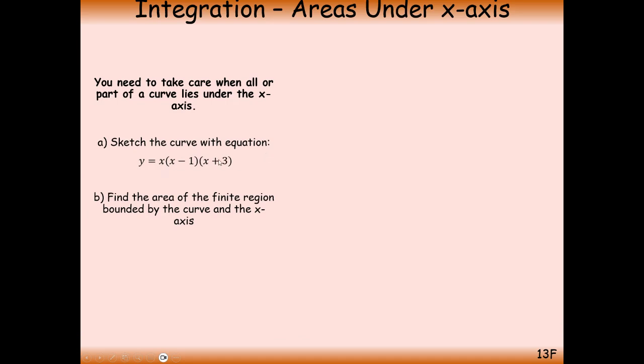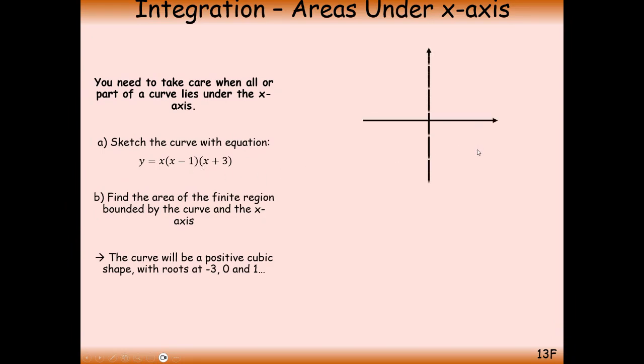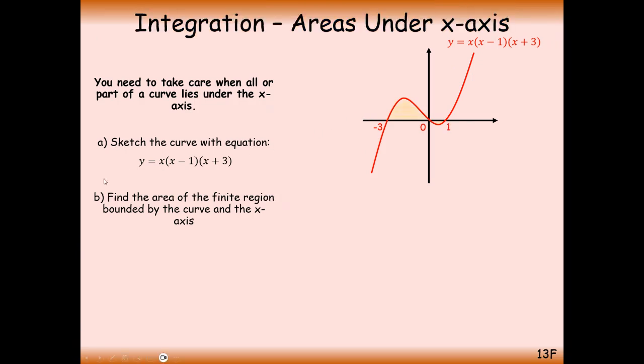So one more example here. This is going to give us the graph of a cubic, and its roots would be at 1, 0 and minus 3. It's going to be a positive cubic, so when we picture it, we'll have a shape like so. This is minus 3, 0 and 1. So these two areas are the areas we need to find, but first we answered part A. We sketched the graph correctly.